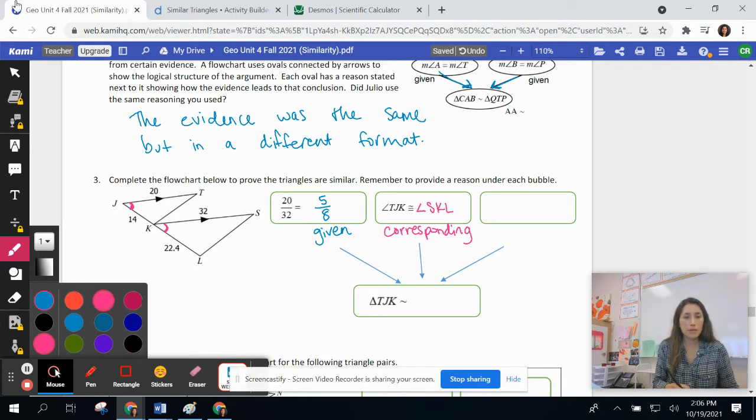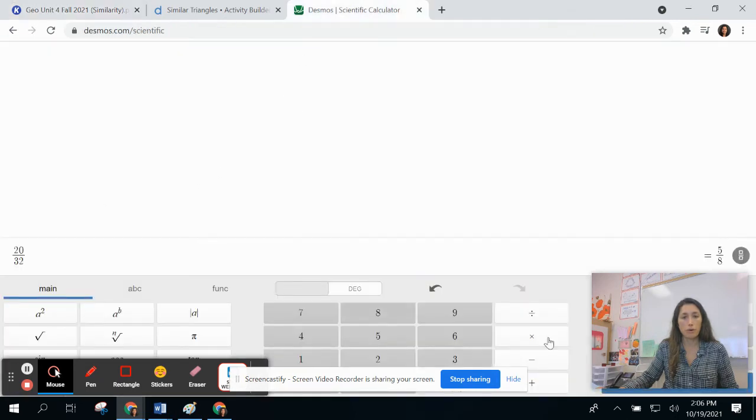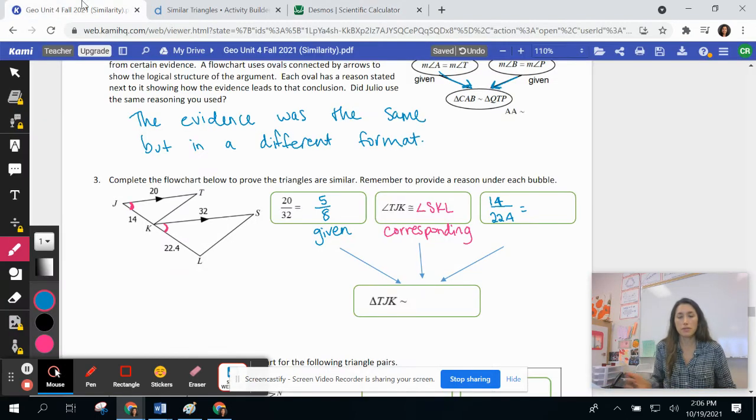And then the last side we would need to compare here is these matching sides. We've got the 14 matching up with the 22.4. So let's see what that simplifies to, 14 and 22.4. And that's also 5/8. So it simplifies to 5/8. Now for all of the side lengths on a diagram, they're always going to be numbers that are placed there, so that's always going to be given information.